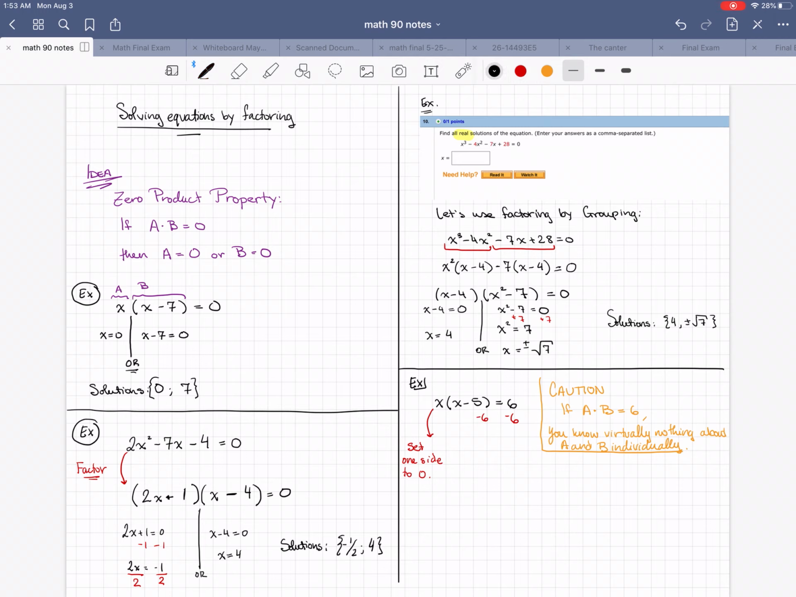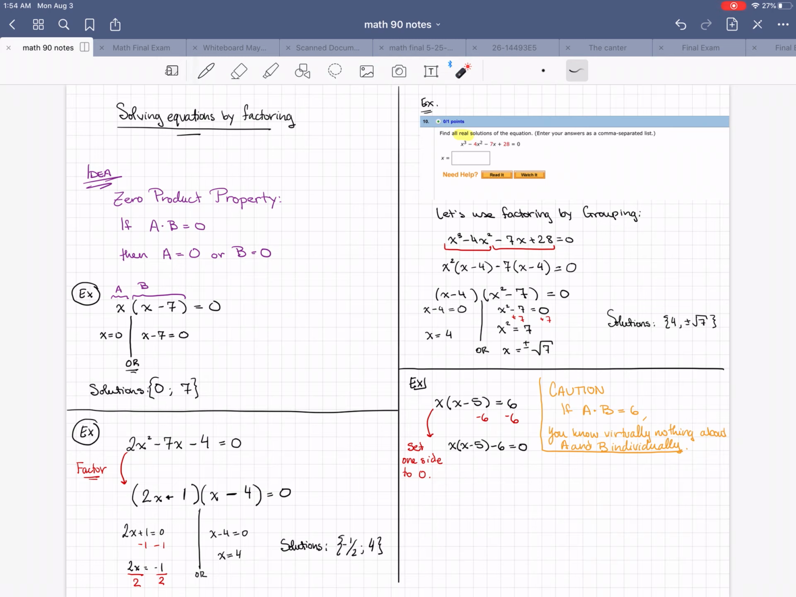And then I have this weird looking thing. x times (x minus 5) minus 6 is equal to 0. So remember, this is a conversation about factoring. And right now I have this weird kind of sequestered product on the left-hand side. So in order to be able to use my factoring techniques, I'm going to go ahead and distribute the x through.